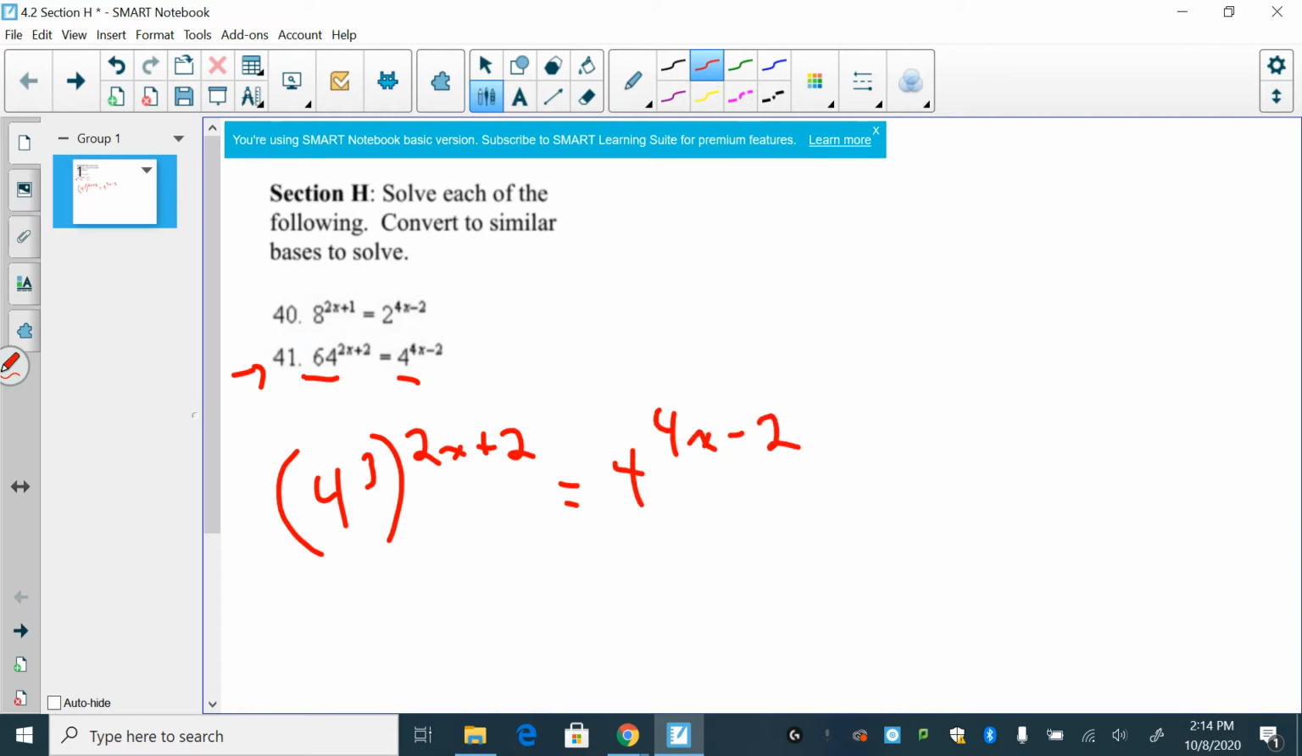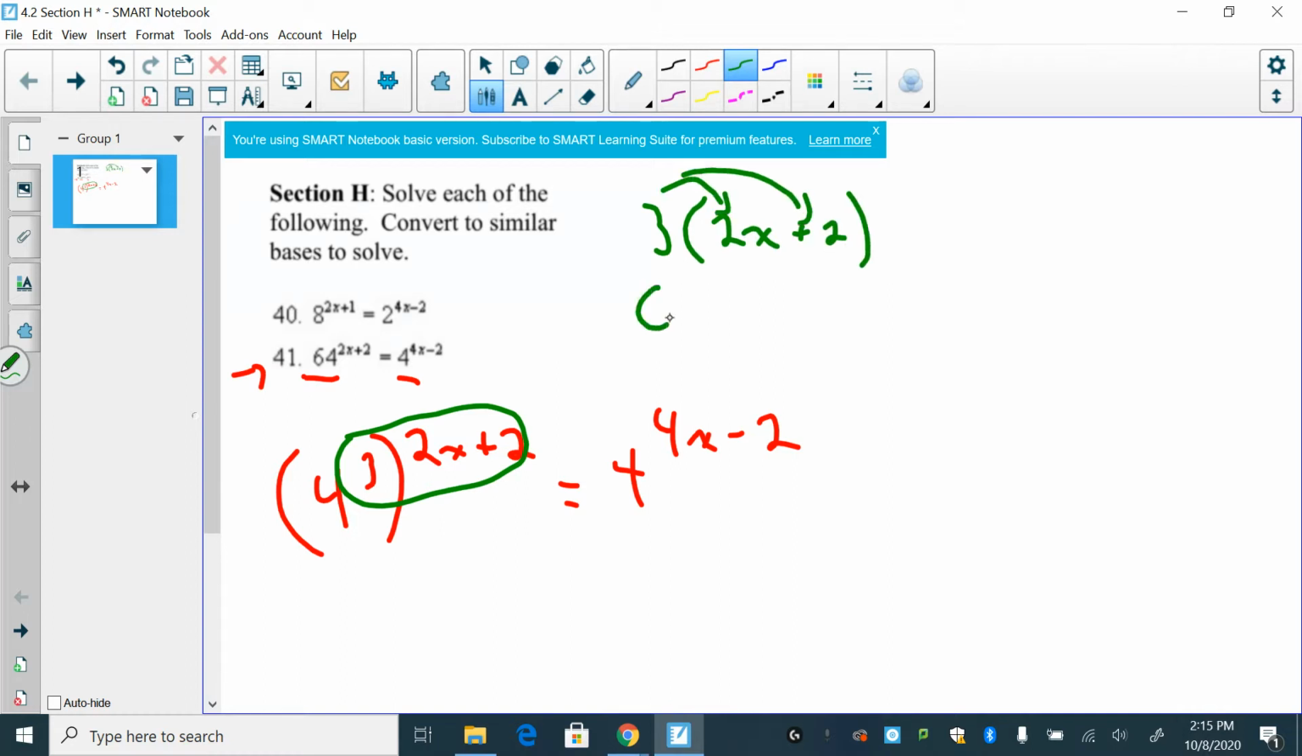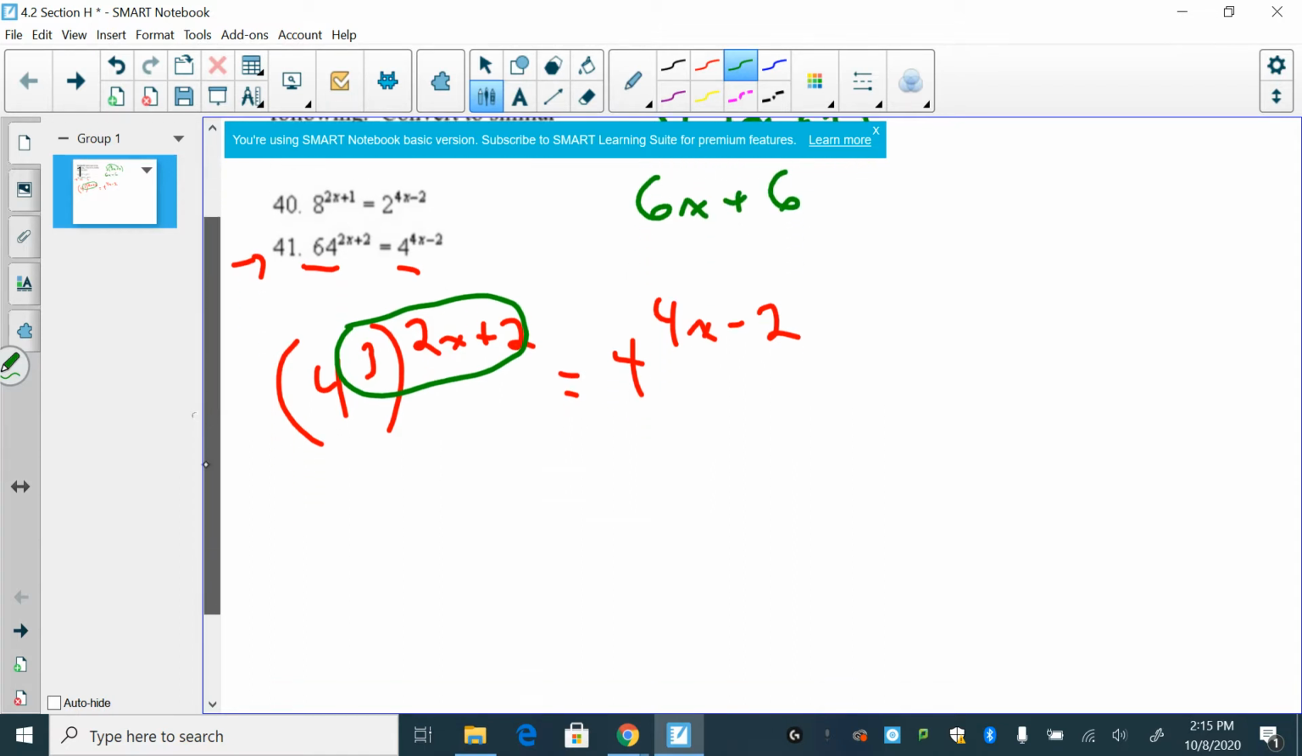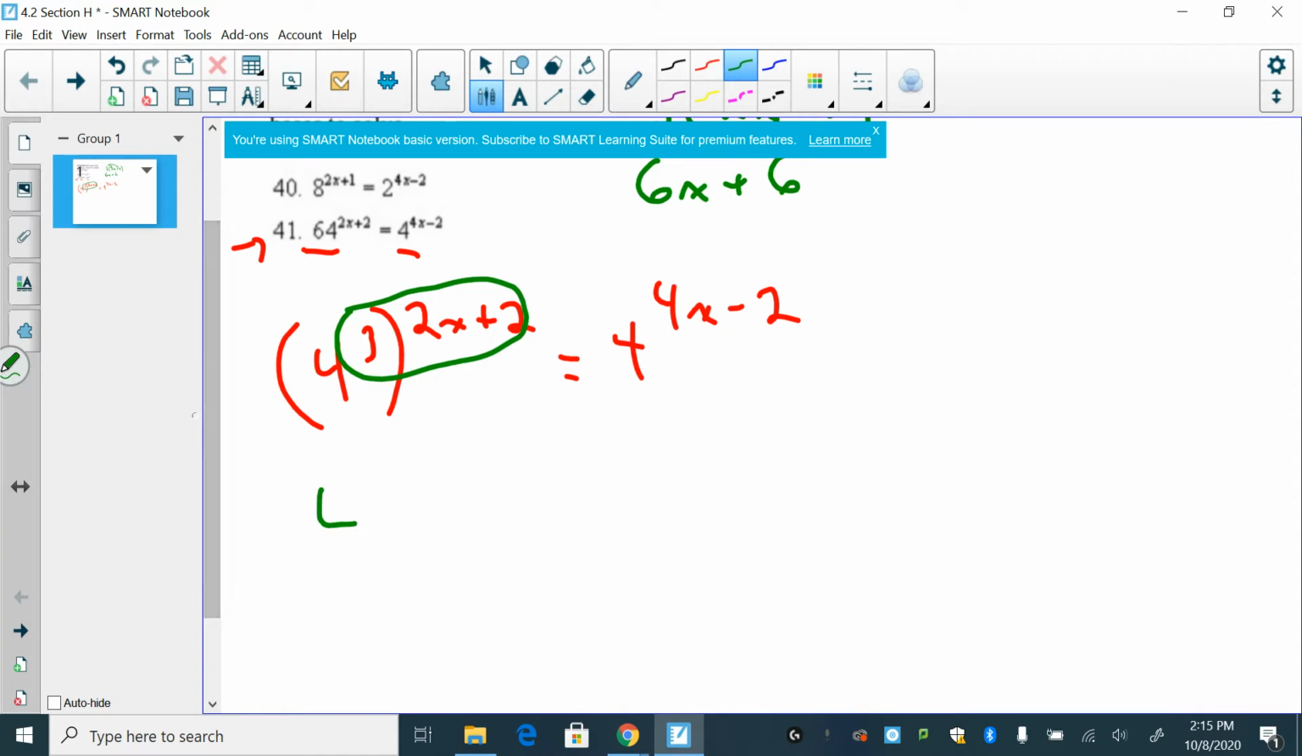Now, think of when you did distributive. I'm looking at this part. What you can do is think of it as just like it's written 3 bracket 2x plus 2. So you can multiply this in. So that works out to 6x plus 6. So that's what I'm going to write. I'm going to say, wait a minute, I've got 4 to the exponent of 6x plus 6 equals 4 to the exponent of 4x minus 2.